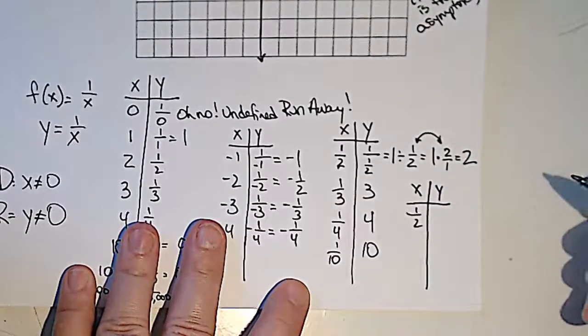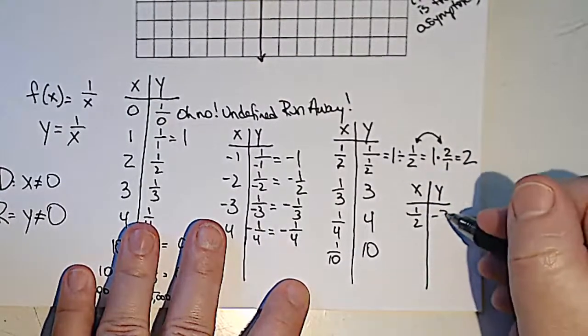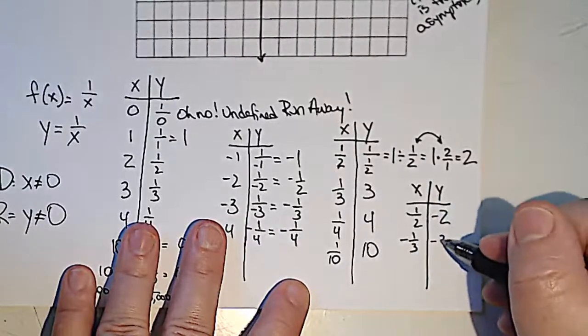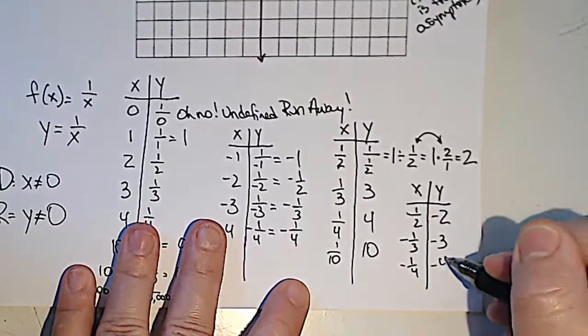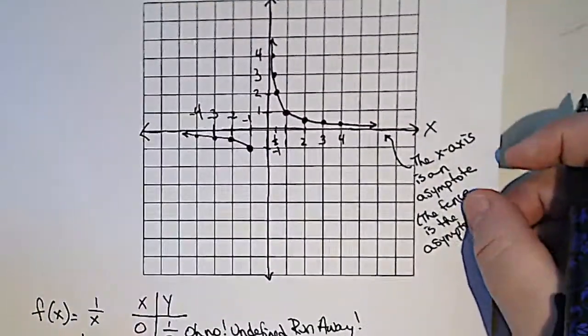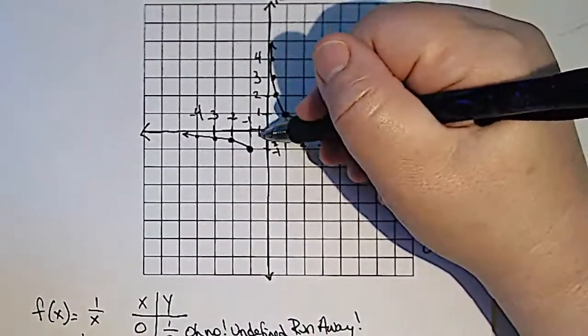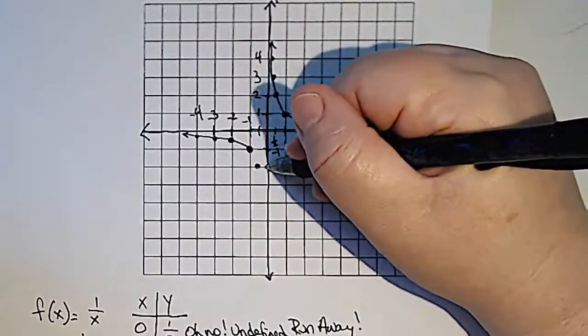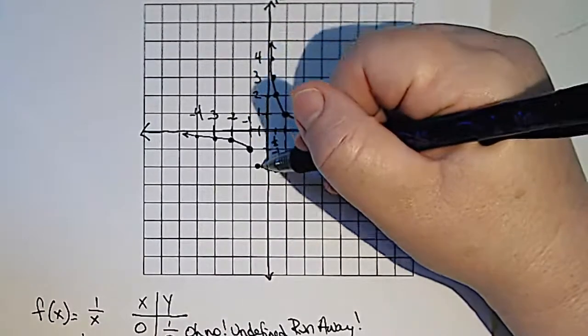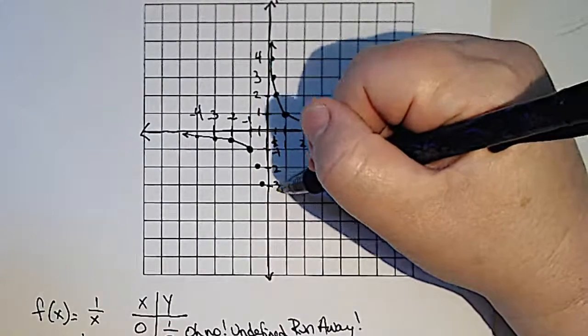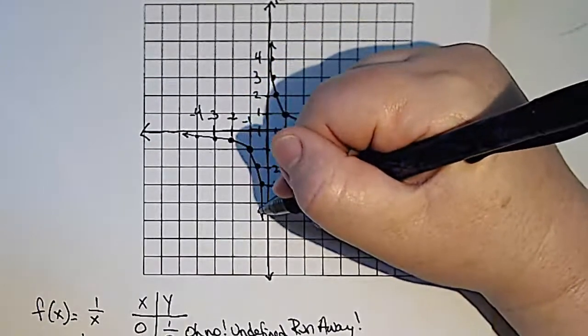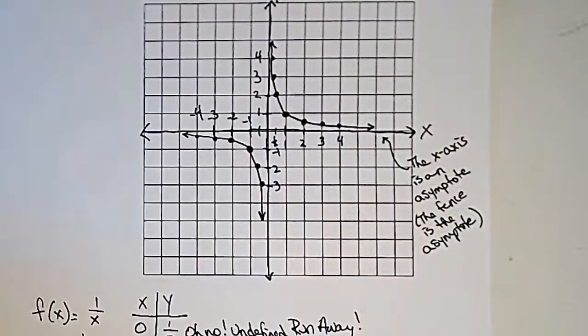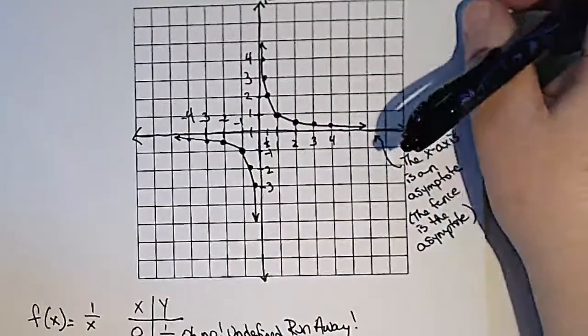If x is -1/2, y, which is the reciprocal, is -2. -1/3, -3, -1/4, -4. Bam. So here, as x gets like -1/2, y is -2. -1/3, y is -3, and so on. Look at this guy. Wow. It's kind of cool, isn't it? It's almost cool enough to actually give this guy a name, which we may or may not do in your next class.